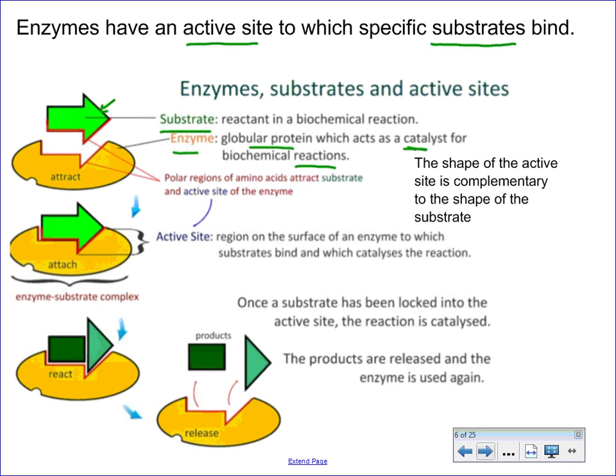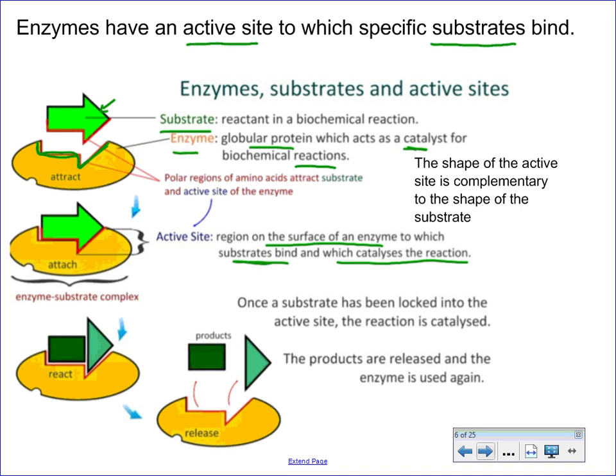It'll do that by breaking big molecules into smaller molecules, or taking smaller molecules and making them into bigger molecules. Now, every enzyme will have what's called an active site. Here, it's the active site I've outlined in green. That active site is the region on the surface of an enzyme to which substrates bind and which will then catalyze the reaction. So the active site is where the substrate will attach to the enzyme, and at that active site, this is where the reaction will occur.